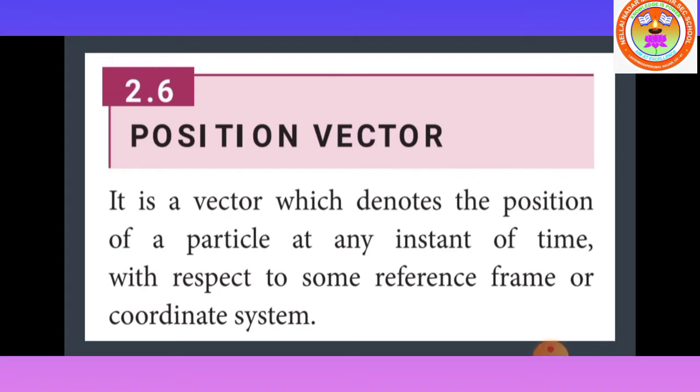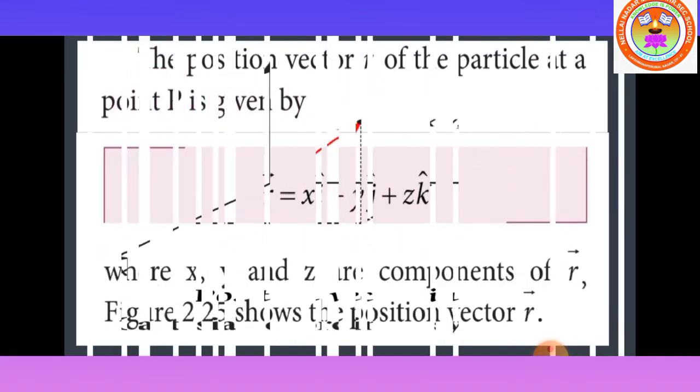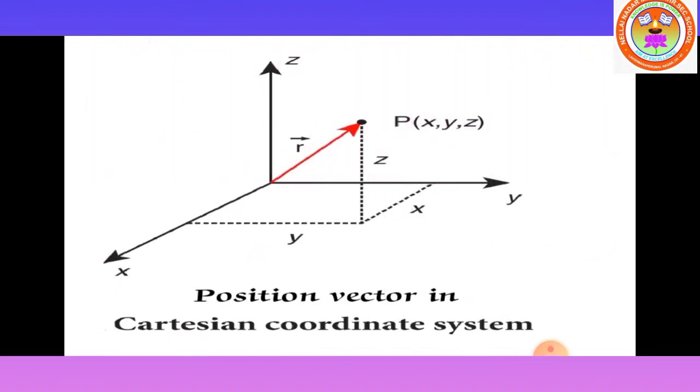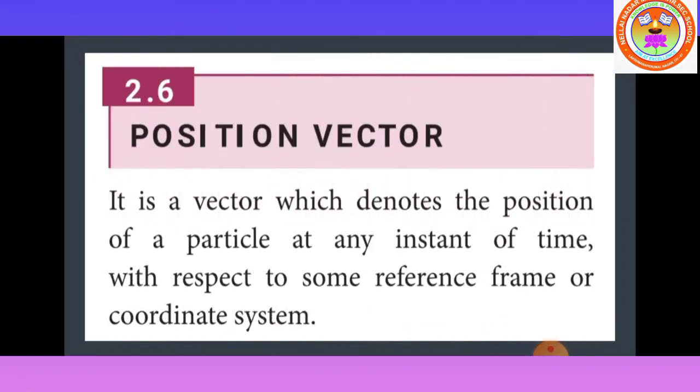Students, in this video you are going to learn about position vector and another topic, that is distance and displacement. Okay students, right. So first we are going to discuss position vector. It is a vector which denotes the position of a particle at any instant of time with respect to some reference frame or coordinate system is called position vector.